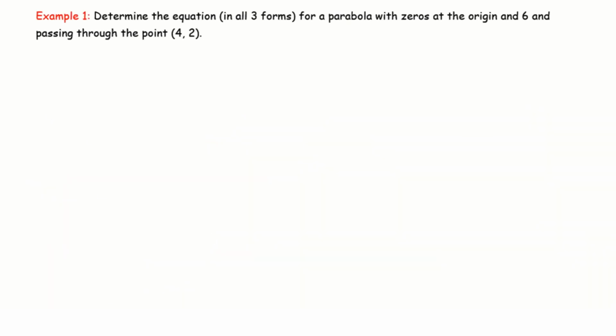So example 1: determine the equation in all three forms, meaning standard form, vertex form, and factor form, for a parabola with zeros at the origin and 6, and passes through the point (4, 2). So for this question, 0, 0 is for the origin, and for 6, it will be 6 comma, y is 0. And for this other point, it is 4, 2, so it will be x and y.